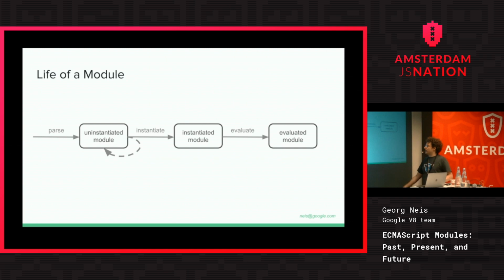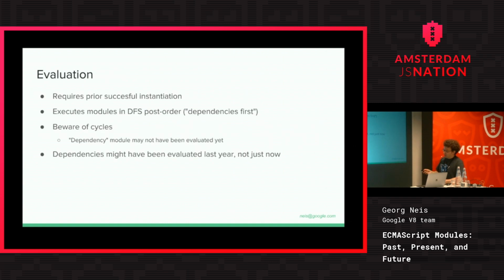So once the whole graph is instantiated, you can evaluate it. And I will tell you more about these two operations. Evaluation, so first of all, it requires that instantiation has succeeded. And then it executes the code of each module, but in a certain deterministic order. You can think of it as dependencies first. It's a depth-first search, post-order traversal.